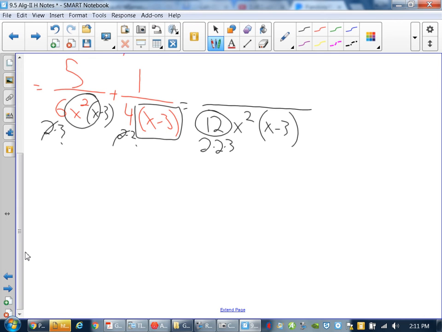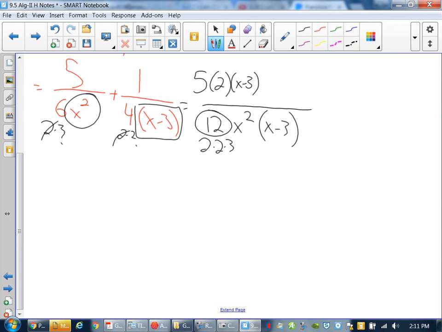We just add the top and then we have to figure out what each fraction's missing. So if I look at the fraction on the left, it has an x squared, it has a 6, so you have to think in the back of your mind, how do I turn that 6 into a 12 via multiplication? I multiply it by 2. So it's going to be a 5 times 2. And what else does it need to be multiplied by? Very good. It needs an x minus 3.